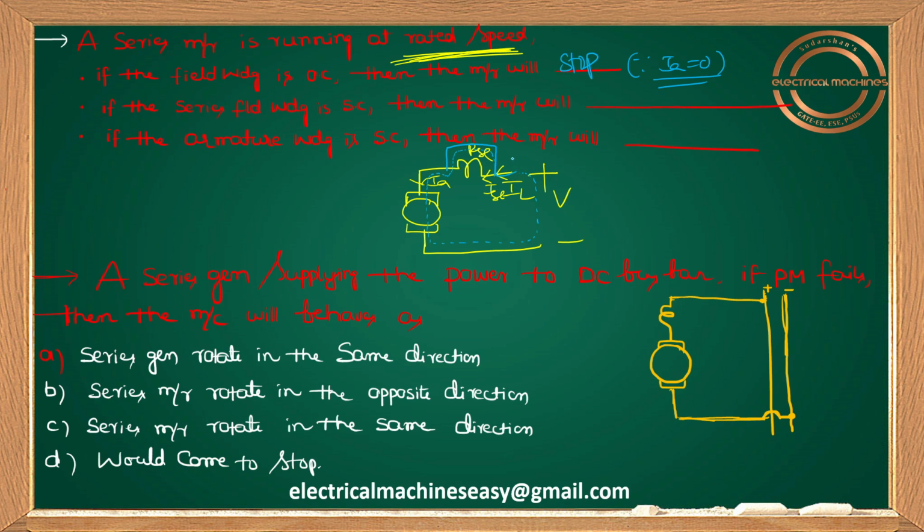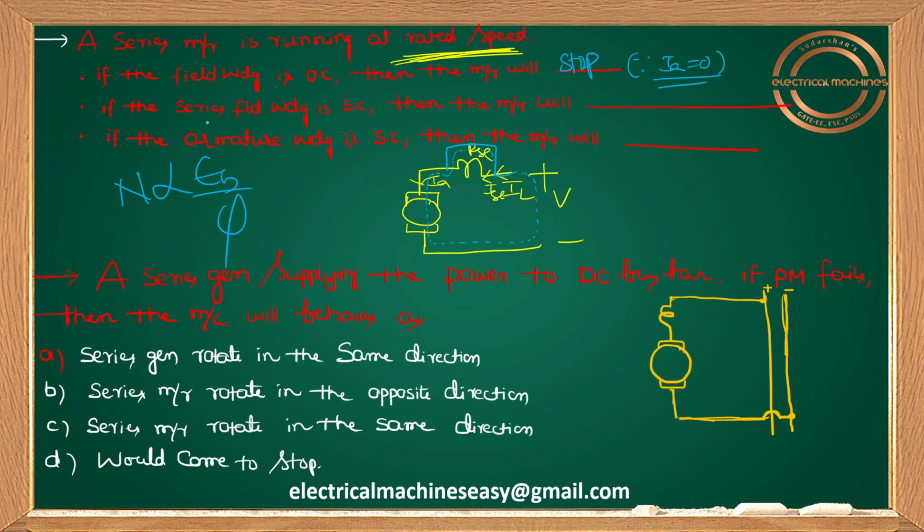Now tell me, whenever the field winding is short circuited, no doubt the current is diverting across a short wire, but ultimately current is entering the armature. So obviously the motor will stop. Sorry, the motor will start. It will not stop. But my question is, the motor will run with what speed, increased speed or reduced speed? N is proportional to EB by phi.